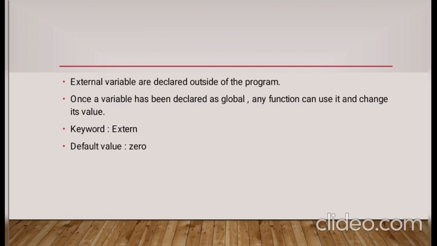In this external variable, we use extern as a keyword and its default value is 0. Scope of this variable is available throughout the program because it's a global variable, declared outside the block.